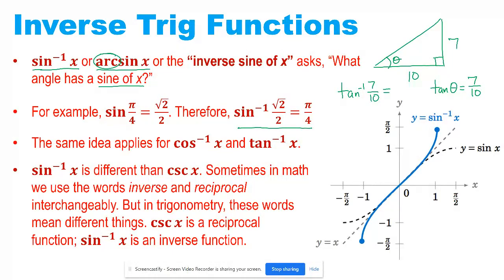I will say, though, for a lot of values, the only way you're really going to be able to do this is to plug it into a calculator, which is why I say Google search bar and type arc sine or arc cosine or arc tangent.